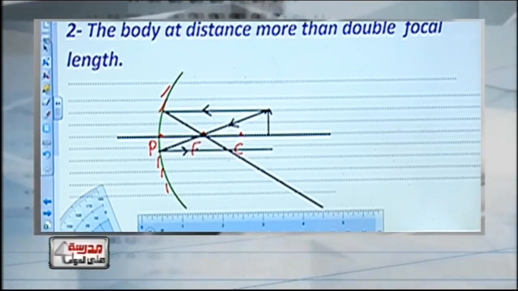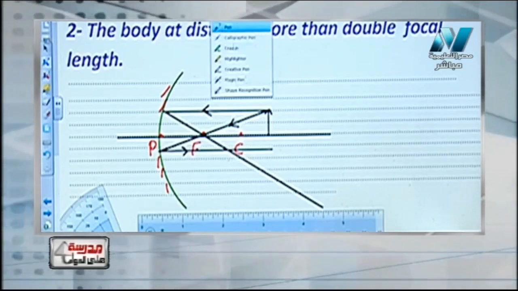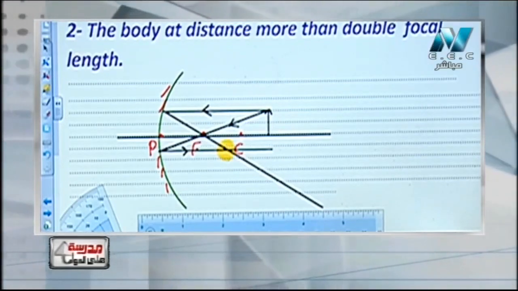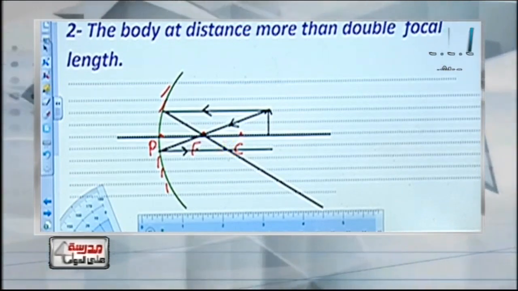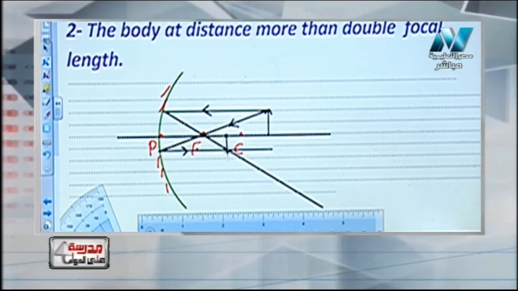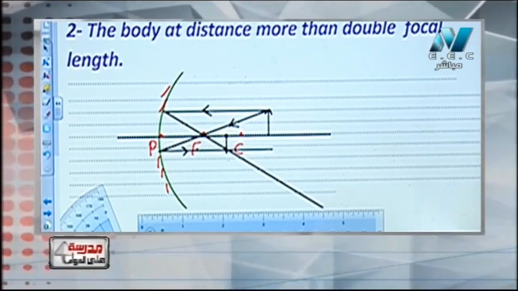So the intersection is in this place, in this point. So the image is here. We will draw the image at this point. So let's take the properties of the image.